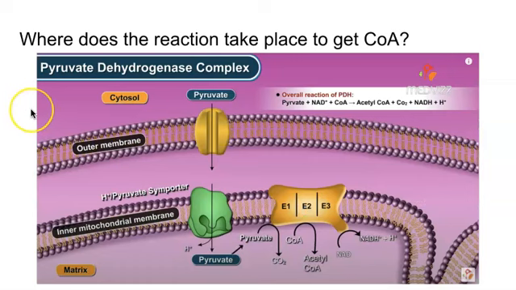Then where does the reaction take place to get acetyl CoA? So once again, we have to move the pyruvate from the cytosol through a protein in order to enter into the mitochondria, and then we'll get later on into the matrix of the mitochondria.